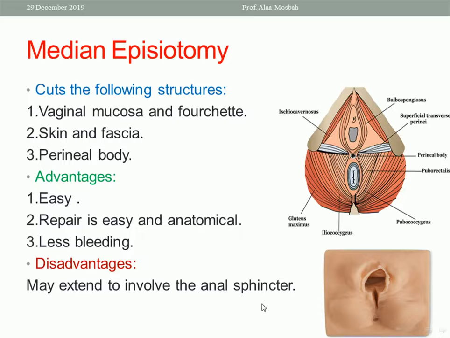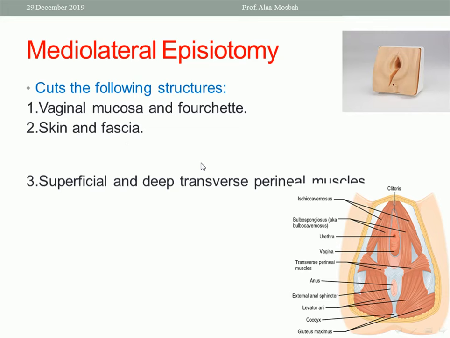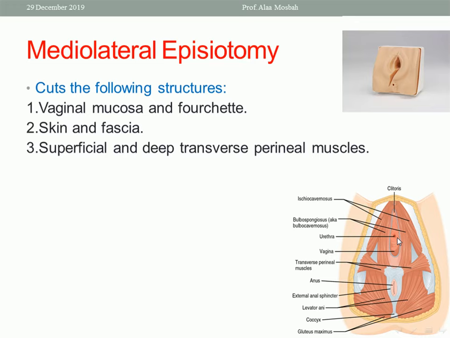This is a mediolateral episiotomy, as you see in the picture. We cut here. So cut the following structures: vaginal mucosa and fourchette, skin and fascia, superficial and deep transverse perineal muscle. So we cut the skin of the vagina, okay, and the skin and the fascia of the perineum. Then we cut the superficial and the deep transverse perineal muscles. This is the perineal muscles, okay.